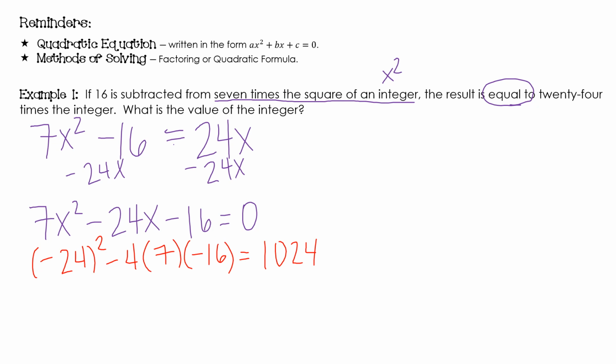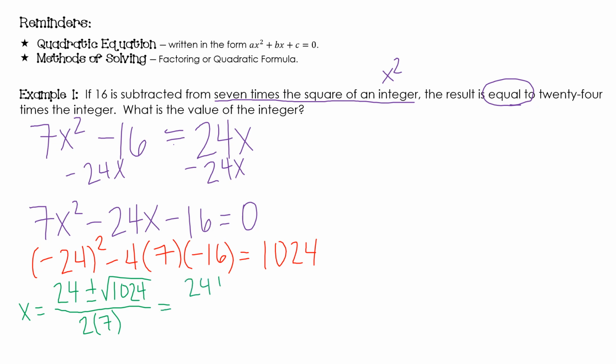Okay, so now moving on with the whole quadratic formula, we get x equals the opposite of b, so positive 24, plus or minus the square root of 1024, which is 32. Again, I would make sure that you check that, because if it's not a perfect square, that means that you messed up somewhere, because we would not get an integer as an answer at the end. And then all divided by 2 times a, so 2 times 7.